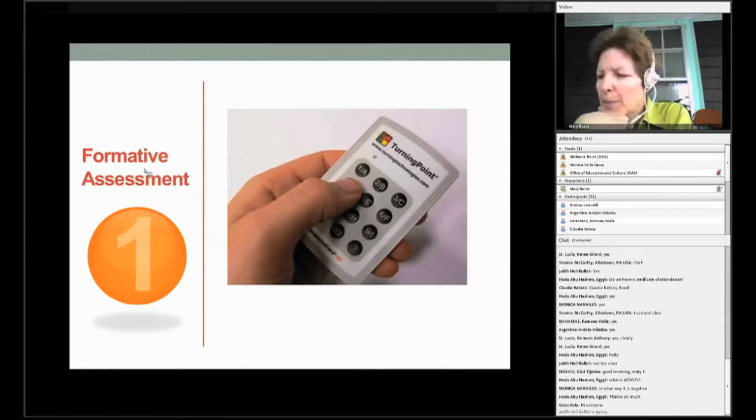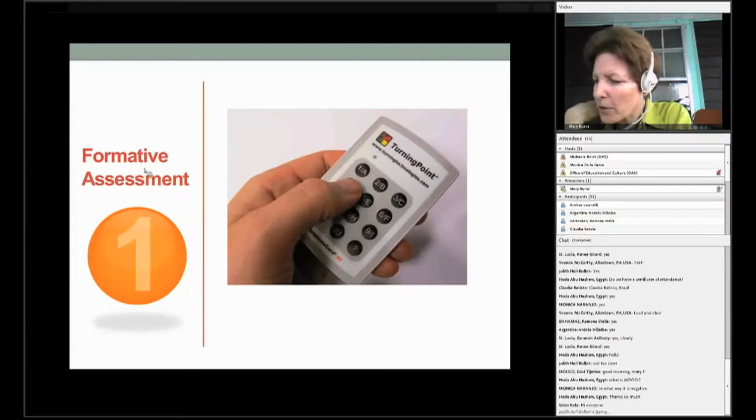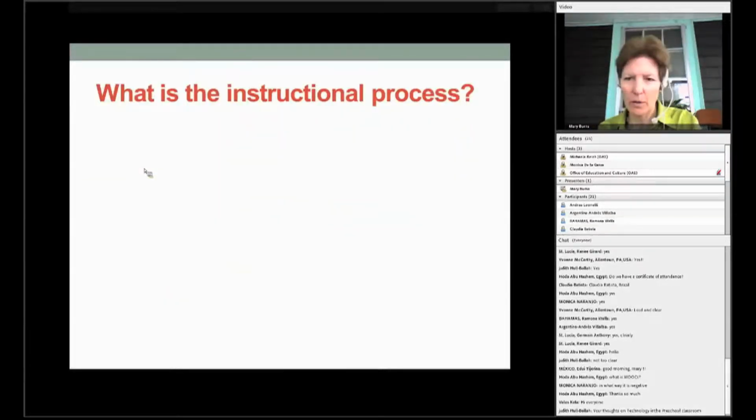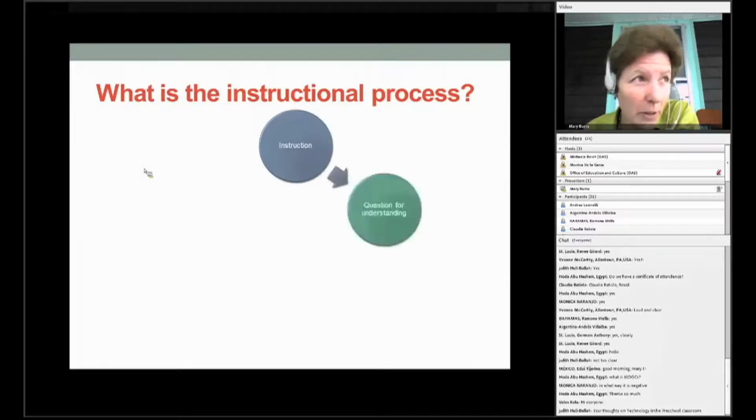So the first that I'm going to look at, a very research-proven strategy in terms of student learning, is formative assessment. And formative assessment practices have been demonstrated to have substantial positive impact on student learning and achievement. We typically talk about a formative assessment cycle, and that cycle often varies, but typically it involves the following practices. It involves some kind of instruction. So there's a lecture, there's a reading, students have to learn something.